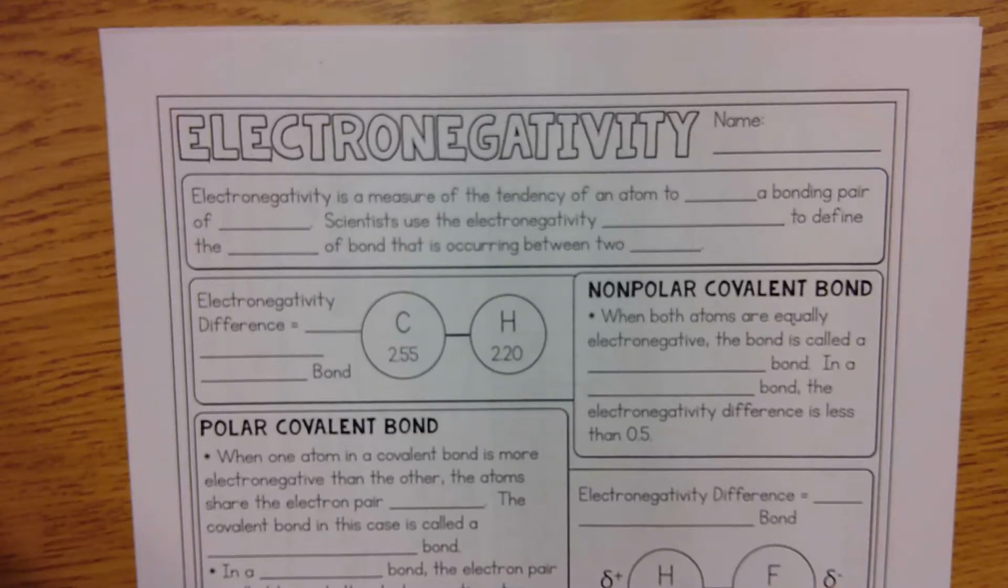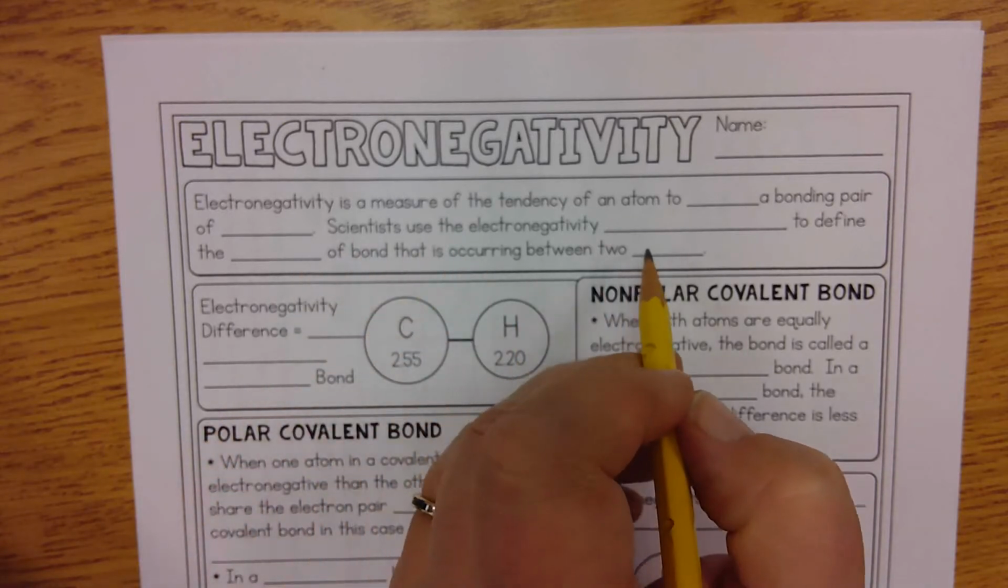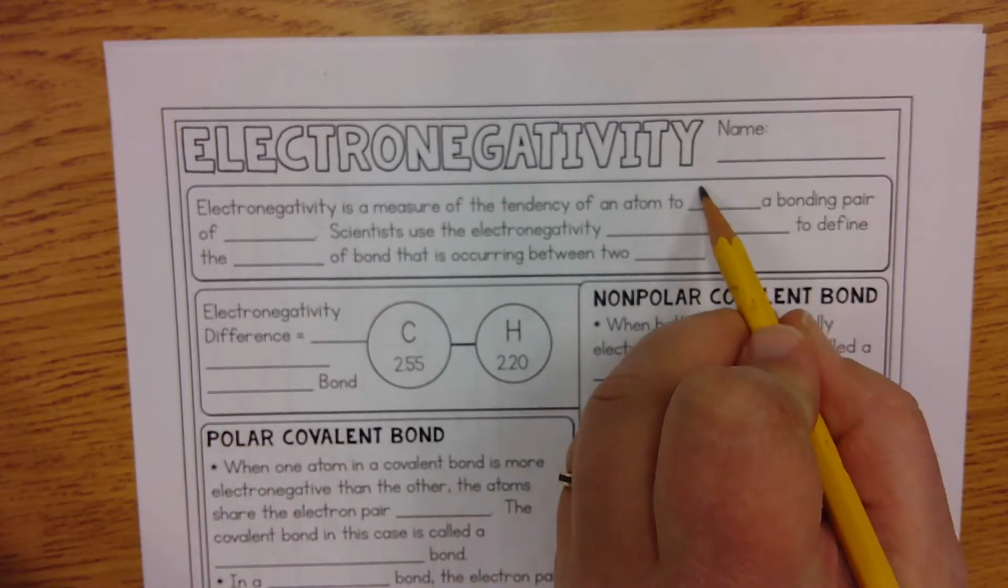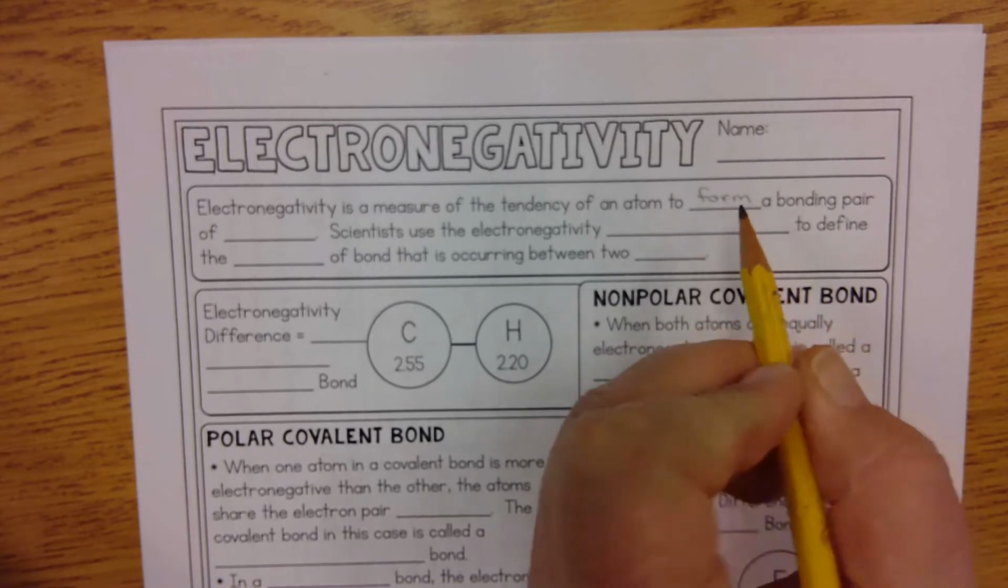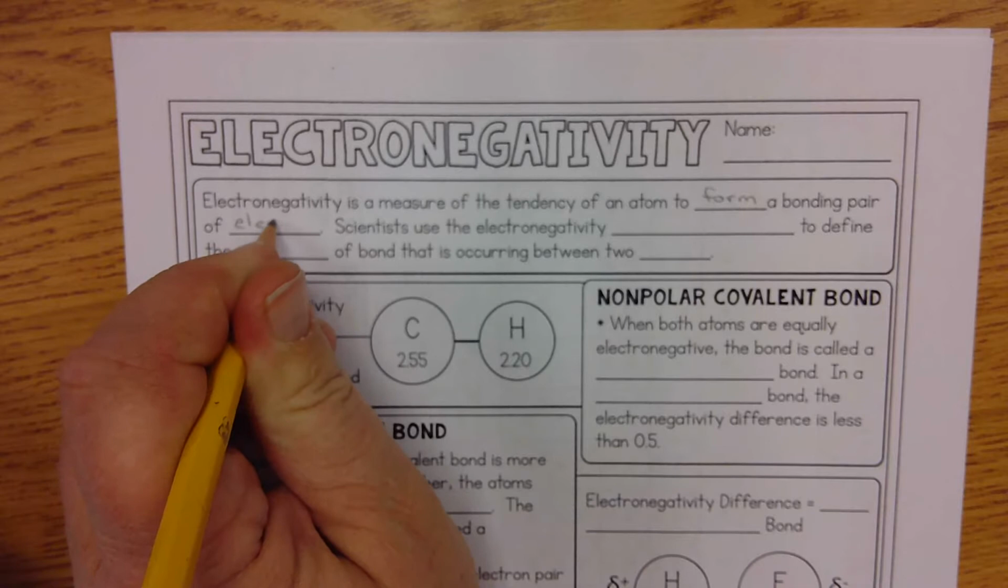The last periodic trend we want to talk about is electronegativity. And just to define it up here at the top, basically, electronegativity is a measure of the tendency of an atom to form a bonding pair of electrons.